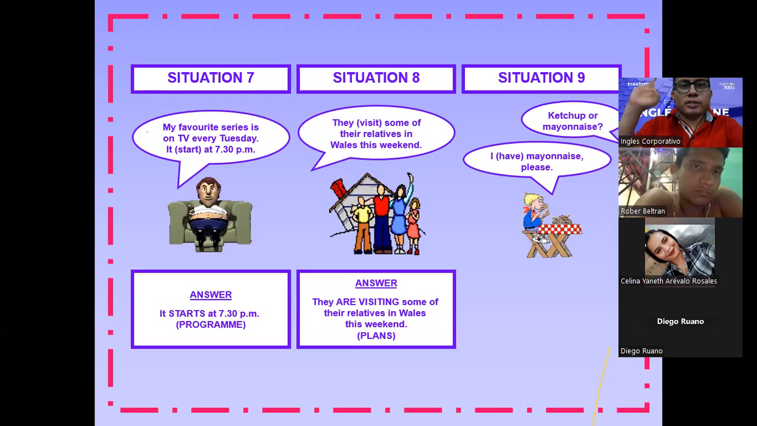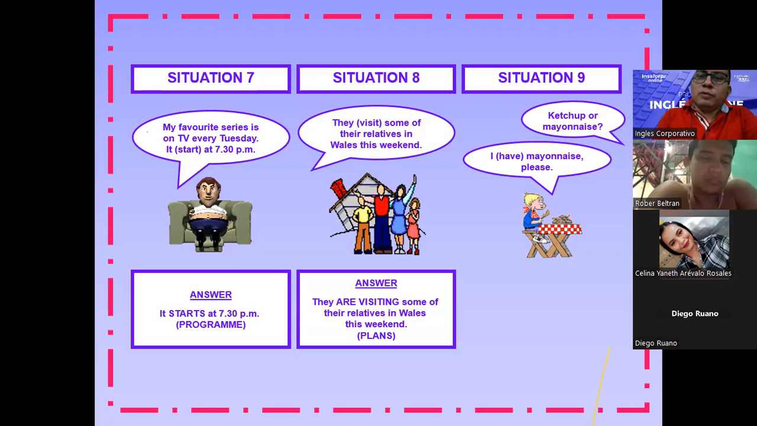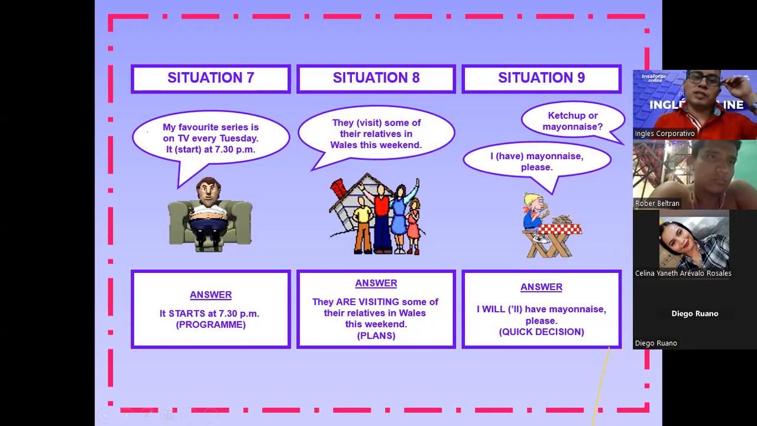Y lo último, creo que es una situación bien fácil. Ketchup or mayonnaise? ¿Qué diría? I'm going to have mayonnaise, or I'll have mayonnaise, please. Or I'm having mayonnaise. I will have mayonnaise, please. Sí, la verdad que sí, porque es una decisión al momento que se toma, es una quick decision. I'll have mayonnaise, please. Good.